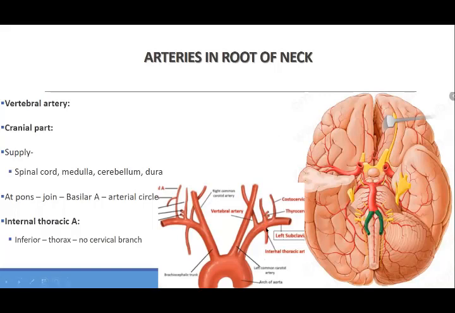Coming to the internal thoracic, also called the internal mammary artery. This artery arises from the inferior surface of subclavian first part. It gives no branches in the neck and runs downwards and medially and enters the thorax. Okay? वहाँ पे जो supply है, you already are well aware of it.